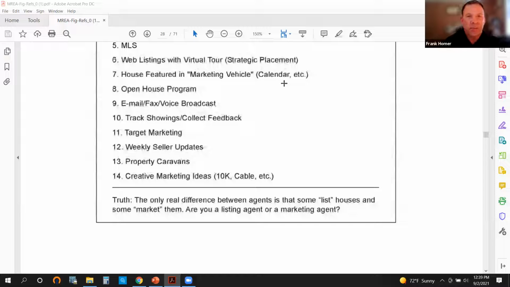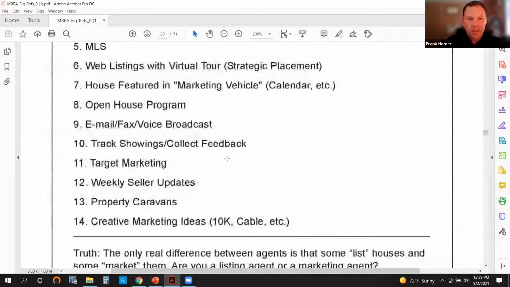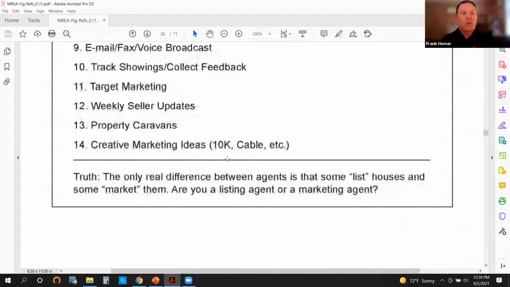Here's a great truth at the bottom here. Truth: the only real difference between agents is that some list houses and some market them. Are you a listing agent or a marketing agent? So right now we're talking about buyer's markets versus seller's markets, and we say it's a seller's market right now. Well, really it's a lister's market. And this has further changed my mindset personally. It's not just a lister's market, but it's a marketing agent's market.